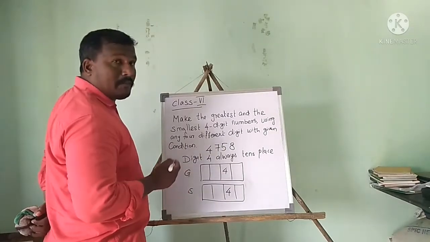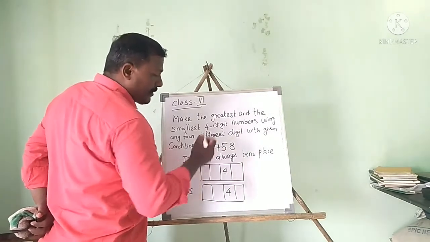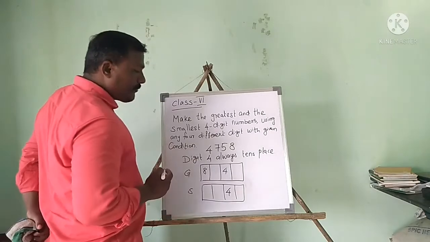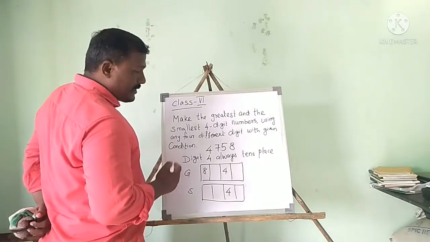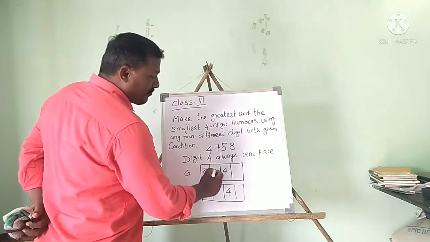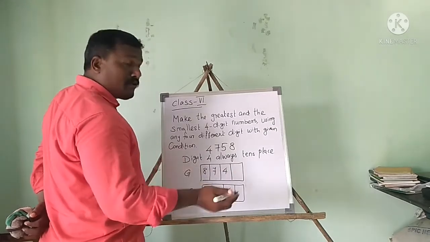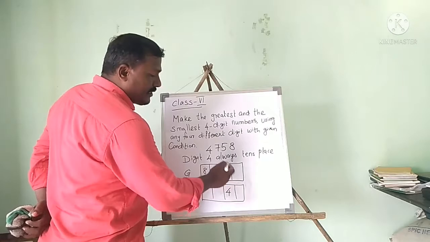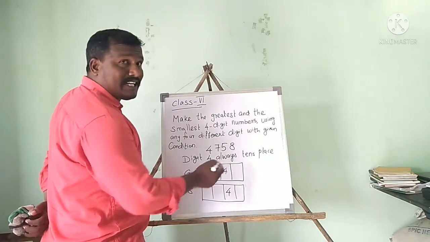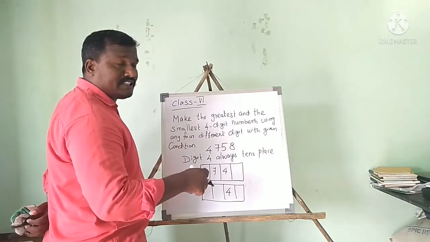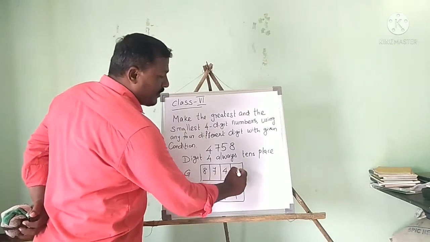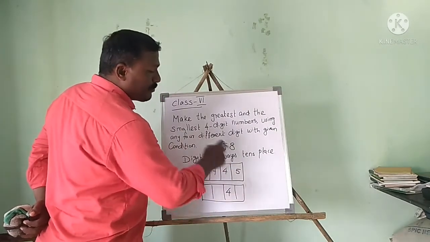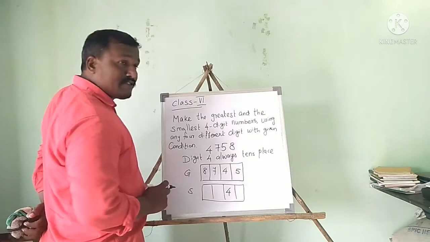So this is the big number, so I will write 8 as the first digit. Then the next smaller digit 7, so I will write here. Then the next smaller digit is 5. But we cannot write 5 here because 4 is already placed in the tens place. So we have to follow the condition. Then for the other place, the ones place, we have to put 5. So this is the greatest 4-digit number.